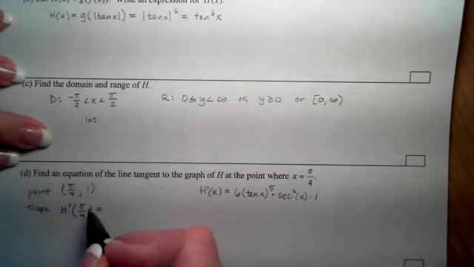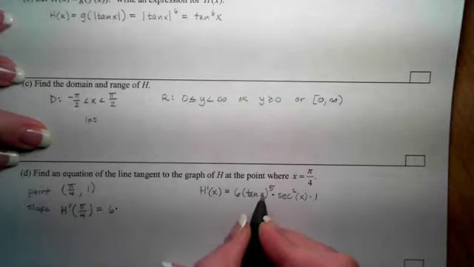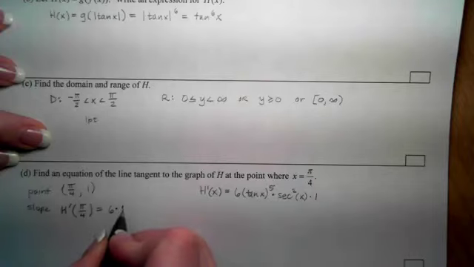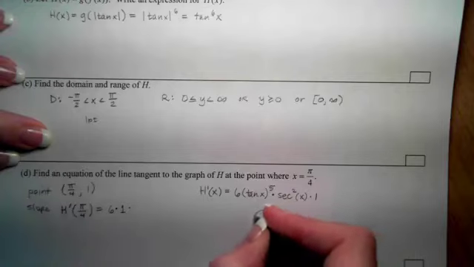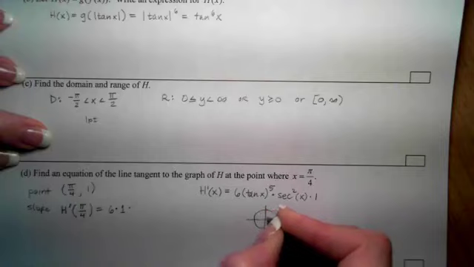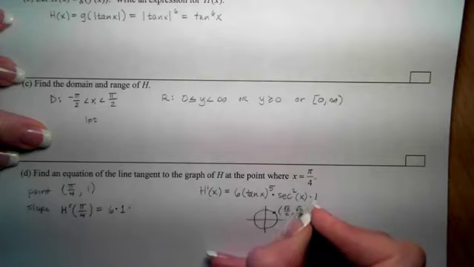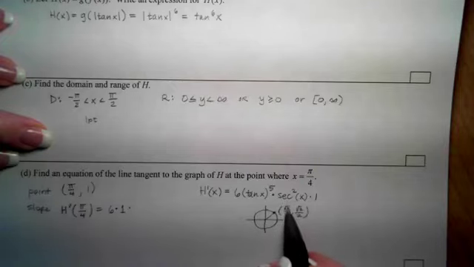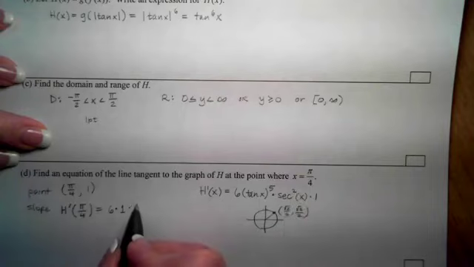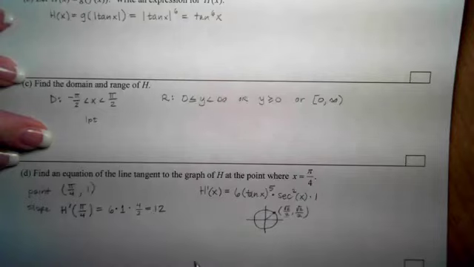I need h prime of pi over 4. So I'm going to plug a pi over 4 into this. I'll get a 6 times the tangent of pi over 4, which is a 1, raised to the 5th is still a 1. And then I need a secant squared of pi over 4. So if I think about my unit circle, pi over 4 is right here. The cosine is root 2 over 2. That's the x-coordinate that goes with that point on the unit circle. And the secant is the reciprocal of this. So that would be 2 over root 2. And when I square it, I'll get a 4 over 2, or a 2. So simplify that, you end up with a slope of 12.